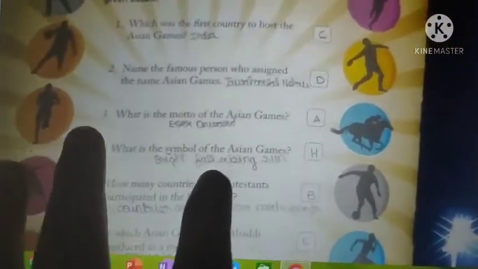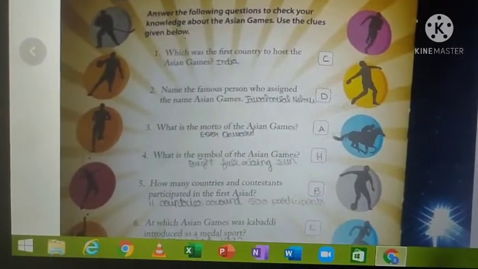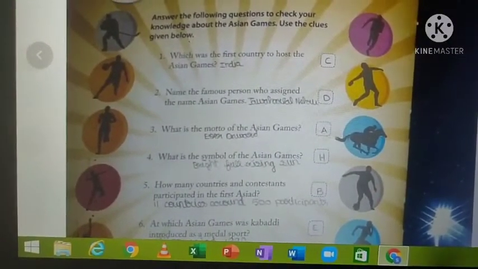Okay students, for this class this is enough. These 3 chapters are enough. By the next class, we will see the next chapter.